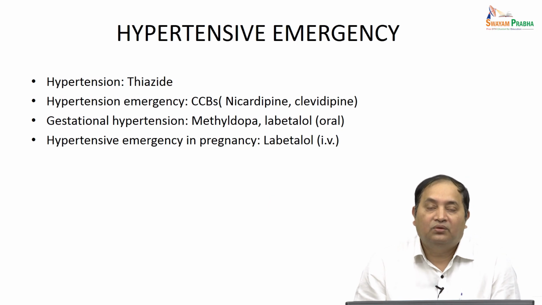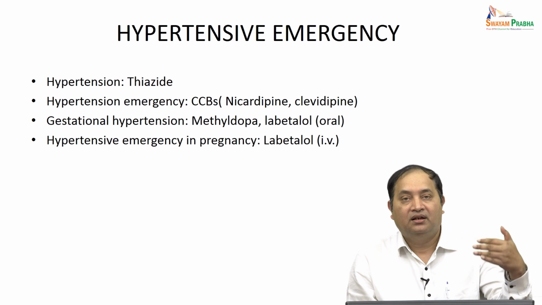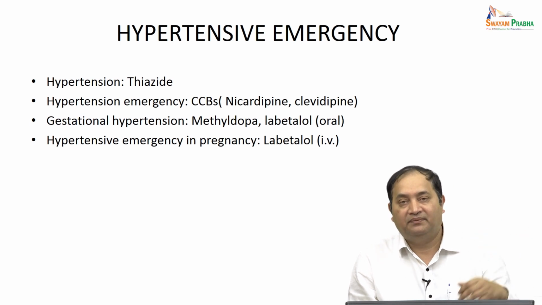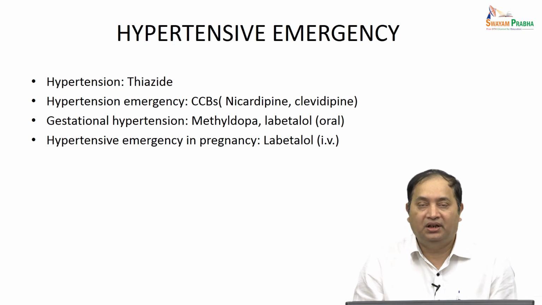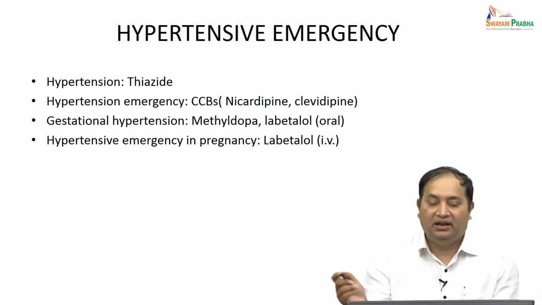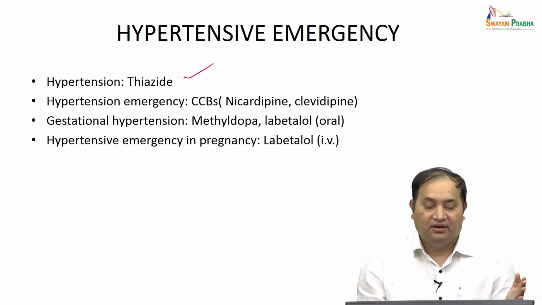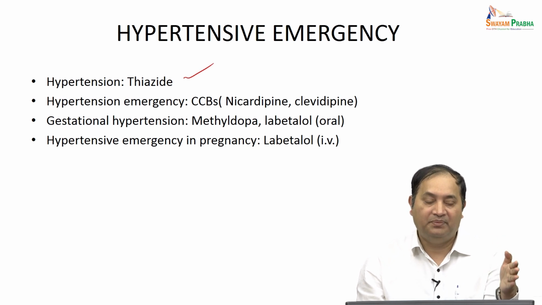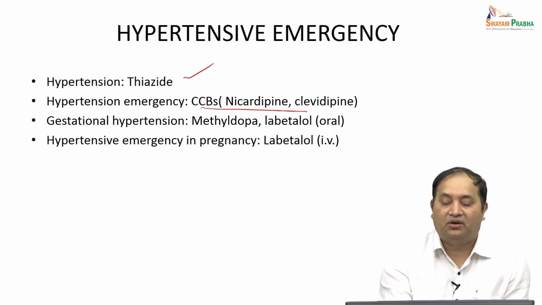Second is what you do in hypertensive emergency. As you can see, blood pressure is more than 180 systolic or goes beyond 220. Similarly, diastolic also is increased. So, we give thiazide in case of hypertension, but in case of a hypertensive emergency, we have calcium channel blockers.